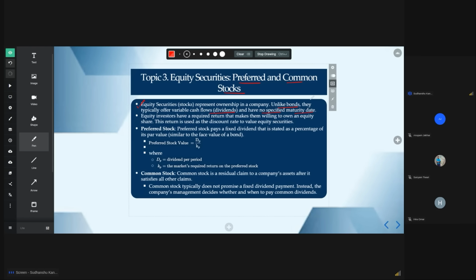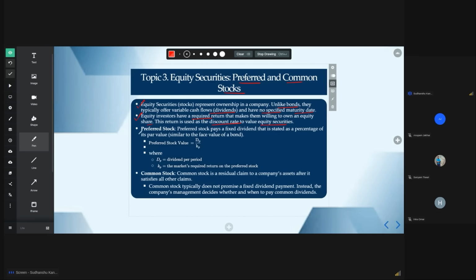Equity are basically shares. Equity investors have a required return that makes them willing to own an equity share. Obviously, if you are entering into the share market, you are entering it because you want more return than your fixed income, right? This return is used as a discount rate to value your equity securities.